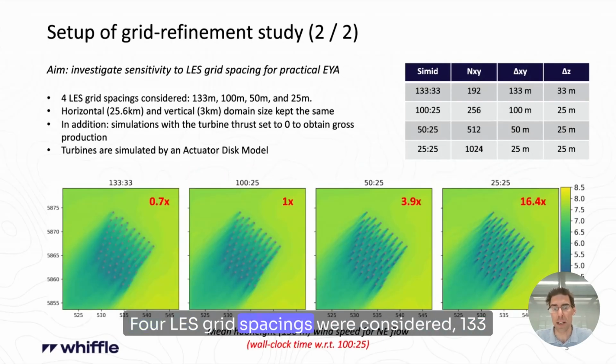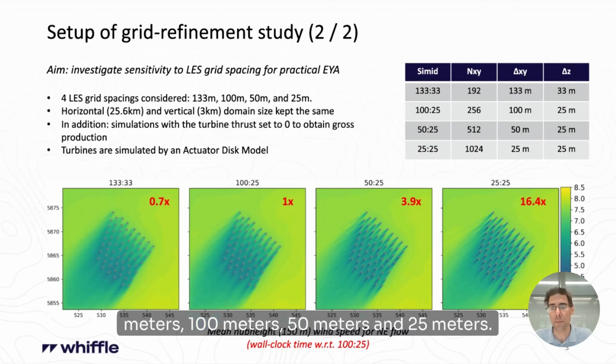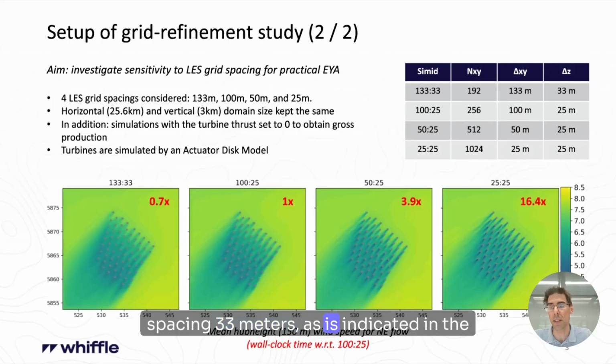4 LES grid spacings were considered: 133 meters, 100 meters, 50 meters, and 25 meters. The resolution of the finest grid spacings was 25 meters, and for the coarsest grid spacing, 33 meters, as is indicated in the table on the right-hand side. In the remainder of these presentations, the different simulations are indicated as in the titles in the figures below, where the numbers indicate the horizontal and the vertical grid spacing respectively.